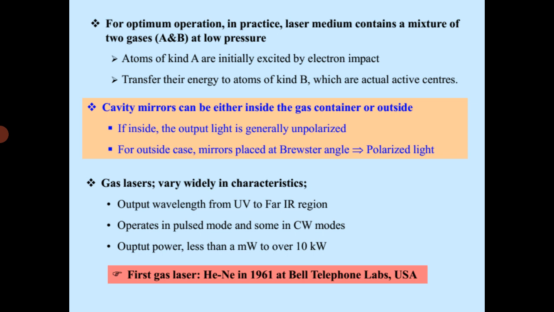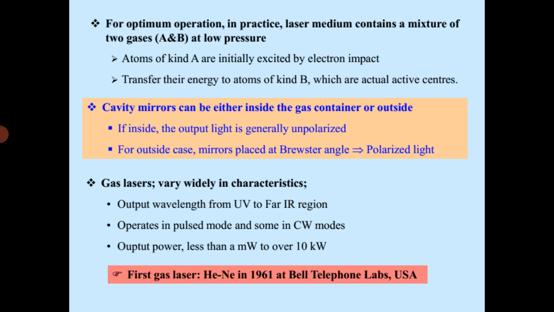Cavity mirrors can be either inside the gas container or outside. If the cavity mirrors are inside the gas chamber, the output light is generally unpolarized. And if we place the cavity mirrors outside, with the mirror placed at a Brewster angle, then we get polarized light.